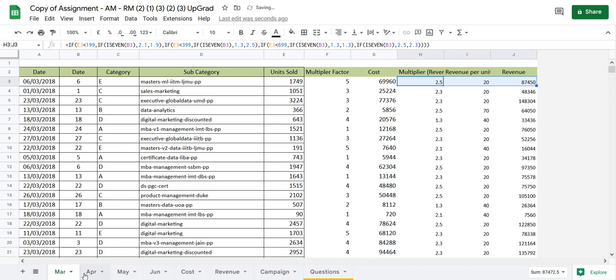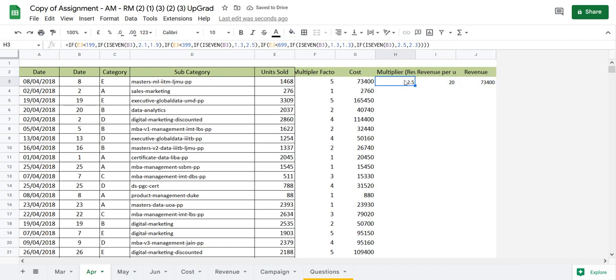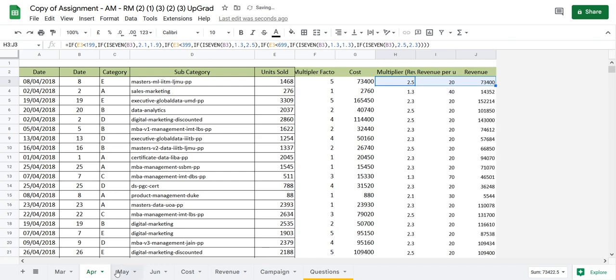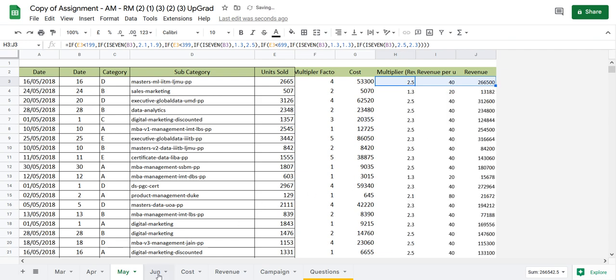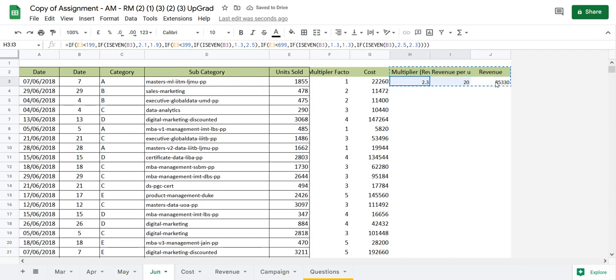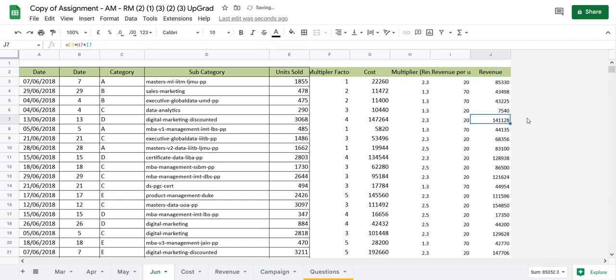So this is for March. If you need the formula, I'll give it in the description box, so just comment below. So same for April, same for May, and same for June. You can use this particular sheet for practice as well on your own. So this thing is done.